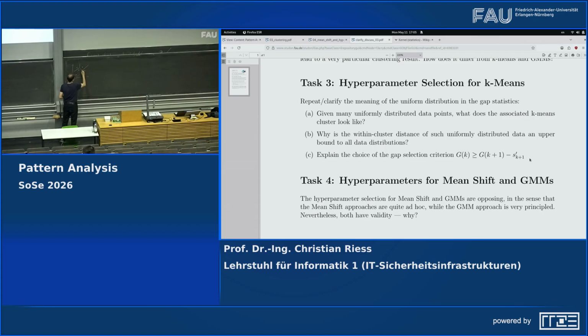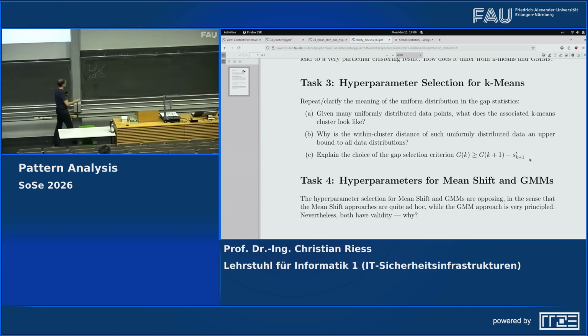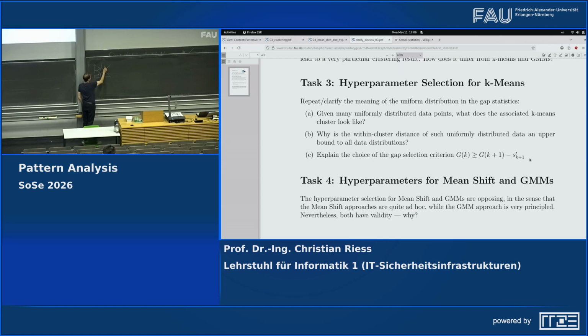Probably yes. Somehow like this, no? Like that or similar. Okay. So it means the space is more or less equally divided.